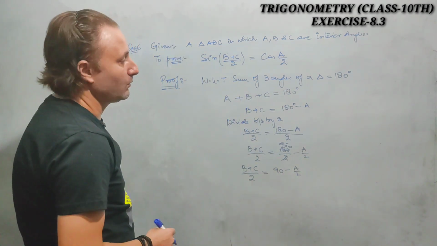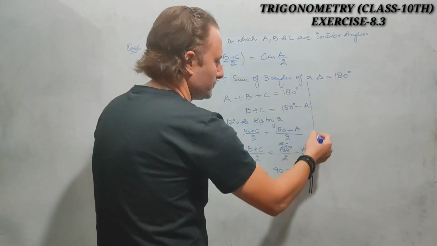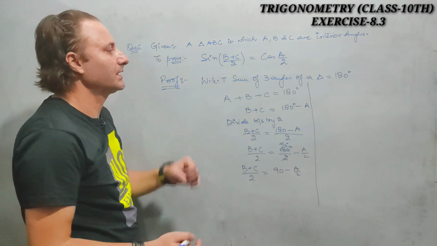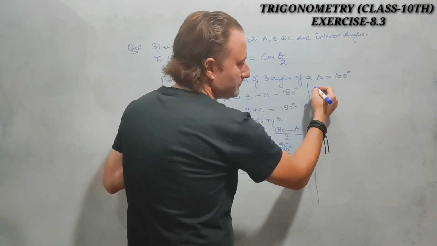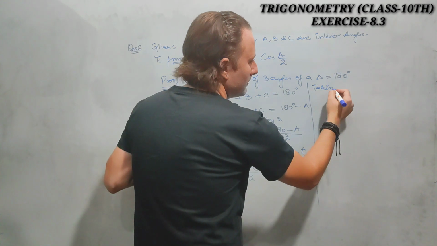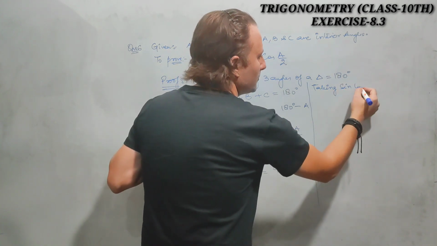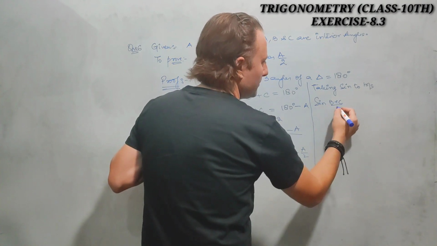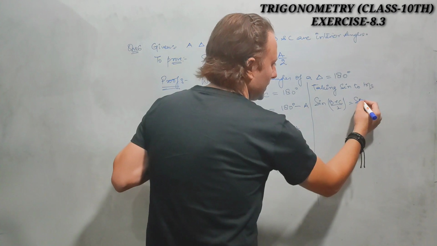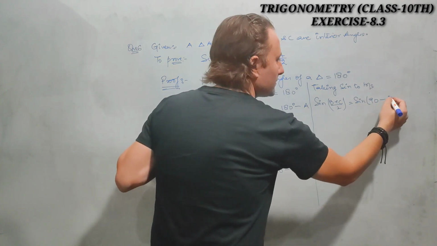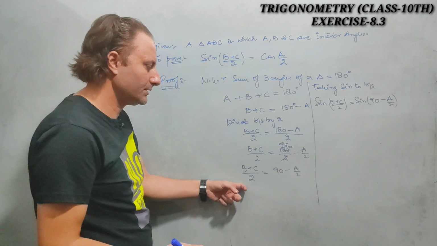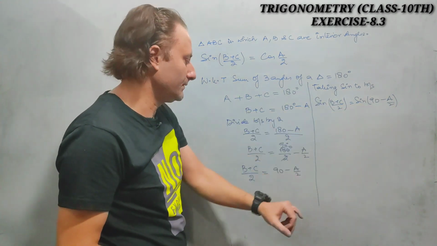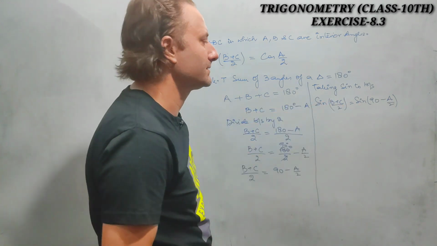Okay, now I'm still short of a few things. What am I supposed to have next? Now I need to have a sine. So I'm saying, taking sine to both sides. So we have sine (b plus c) upon 2 and then sine (90 minus a upon 2). Clear? This was the thing, (b plus c) upon 2. I have taken a sine with this, and then we had 90 minus a upon 2. I have taken a sine that side as well.